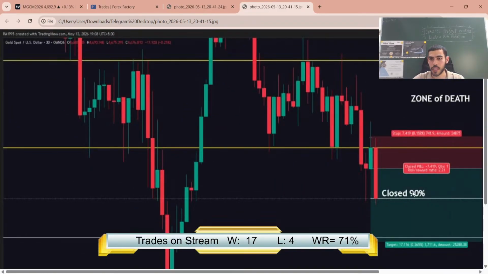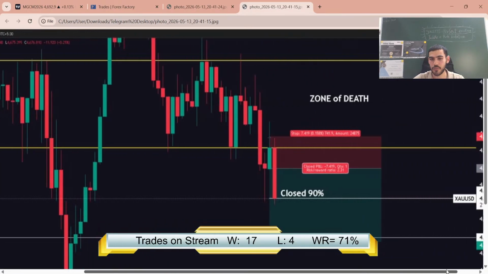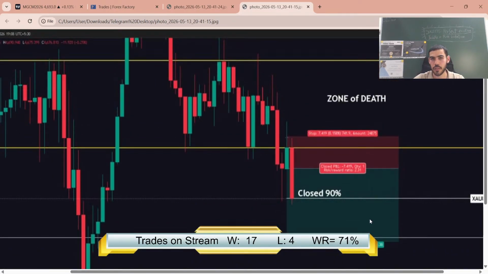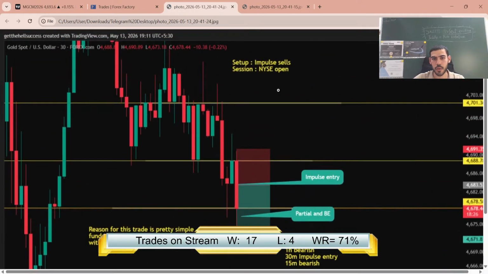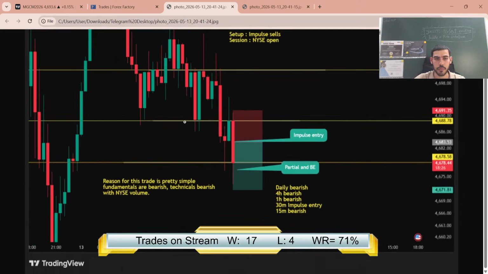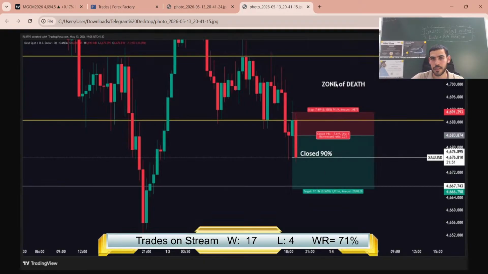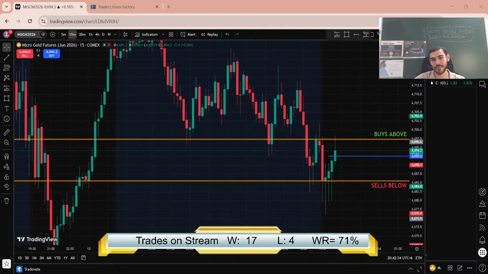Oh wow, look at that. Very nice entry. I think it was on NY open, right? Impulse sells, NYSE opens. Yes, what a perfect trade. Look how clean this line is, everything in detail. Why did we take this trade, why they entered. There was simple fundamental, bearish, technical, everything. Wow, look at this. I like this explanation. Zone of death. I like the names, man. Good job guys. Well done.